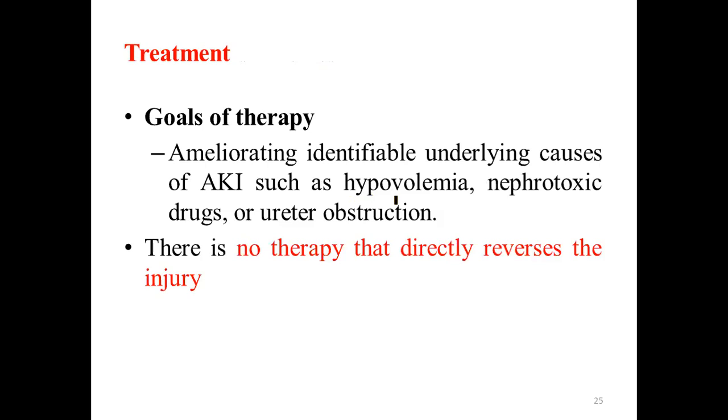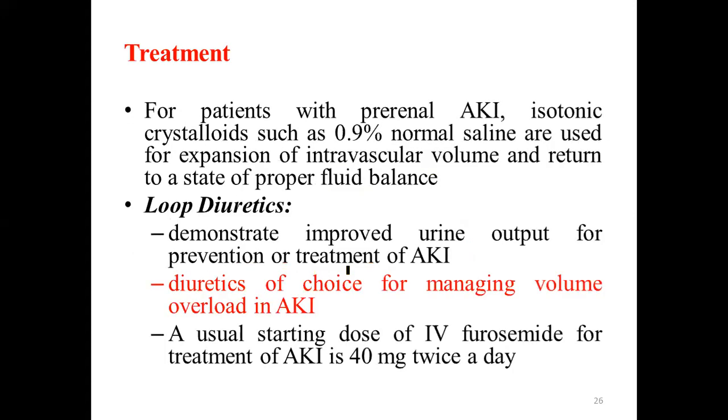So what is the goal of therapy in the case of AKI? The goal of therapy is ameliorating any identifiable underlying causes of AKI, such as any hypovolemia, any nephrotoxic drugs from the history or from the family member, or any obstruction in the urethra. We need to identify and treat the underlying causes. But generally speaking, there is no direct therapy that can reverse the kidney injury. So most of the time, the treatment is just treating the underlying causes. Okay, so then how do we treat acute kidney injury?